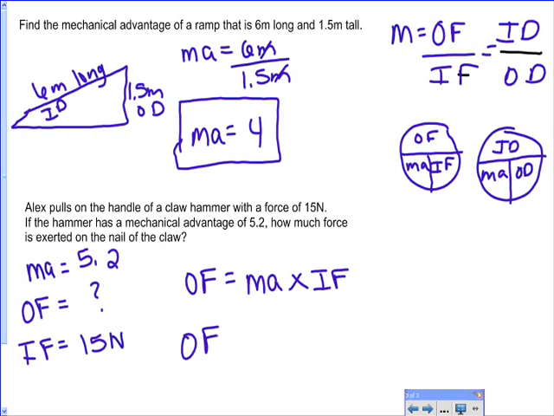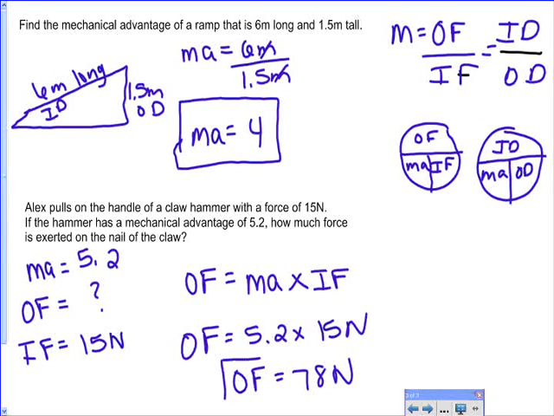So let's go ahead and fill that in with our numbers. It's 5.2 times 15 newtons. And once you calculate that in your calculator, you're going to notice that the output force equals 78 newtons. So output force and input force will be newtons. Input distance, output distance will be meters. And this is how you solve mechanical advantage.